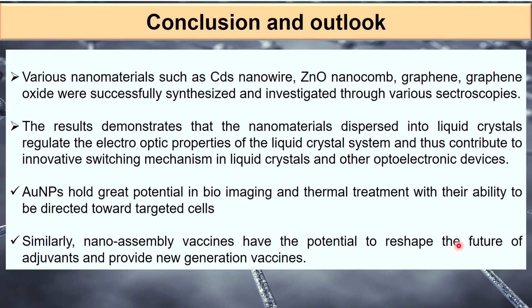Conclusion and outlook. Various nanomaterials such as CdS nanowire, zinc oxide nanocomposite, and graphene oxide were successfully synthesized and investigated through various spectroscopies. The results demonstrate that the nanomaterial dispersed into liquid crystals regulates the electro-optic properties of the liquid crystal system and thus contributes to the innovative switching mechanism in liquid crystal and other optoelectronic devices. Gold nanoparticles hold great potential in bioimaging and thermal treatment with their ability to be directed towards targeted cells. Similarly, nanoassembly vaccines have the potential to reshape the future of adjuvants and provide new generation vaccines.